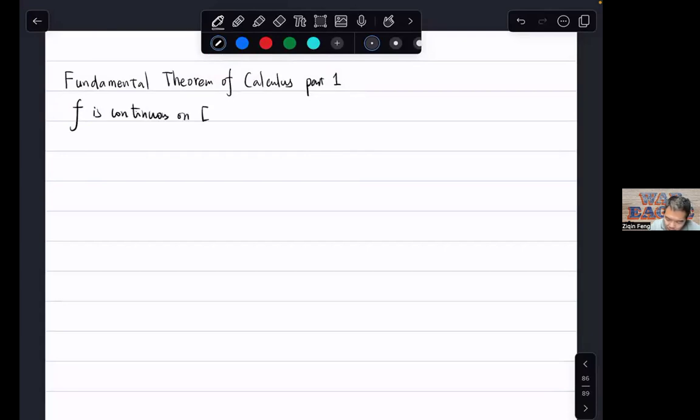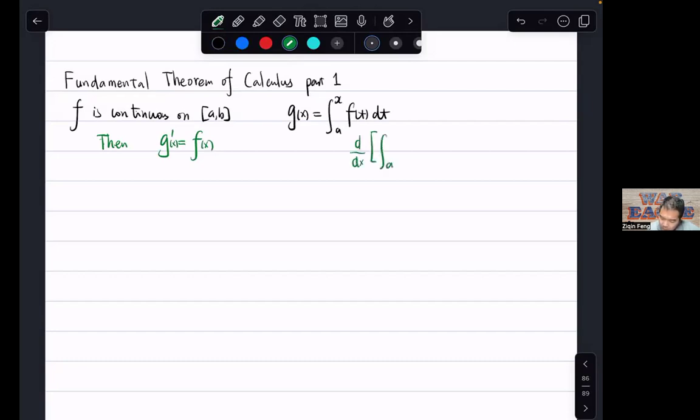on the interval a, b. Now, for any x between a and b, we define g of x to be the integral from a to x of f of t dt, right? So the fundamental theorem of calculus part one here says then g prime equals f, right? g prime of x equals f of x. So basically d over dx of the integral from a to x of f of t dt is f of x.